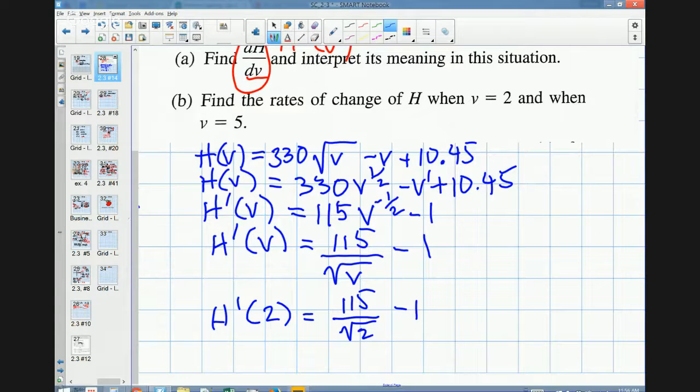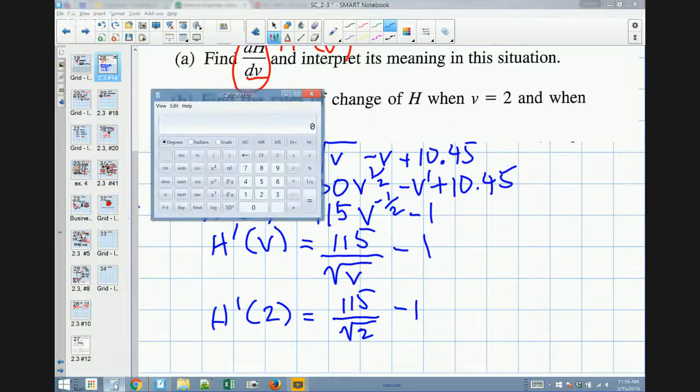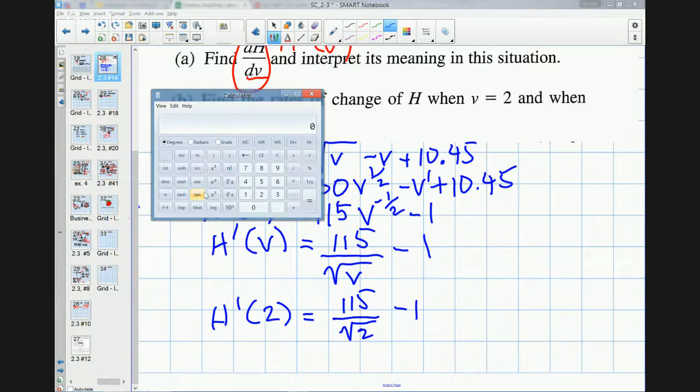And then let's call up a calculator to do some of this. So we've got 115 divided by, parentheses, 2 square root, equals.